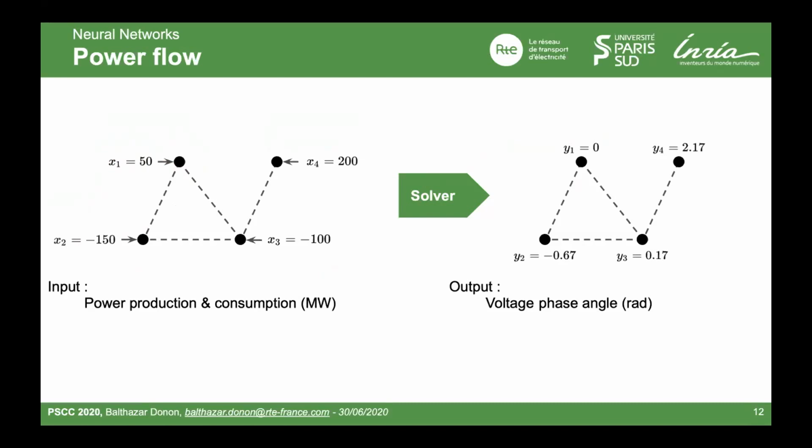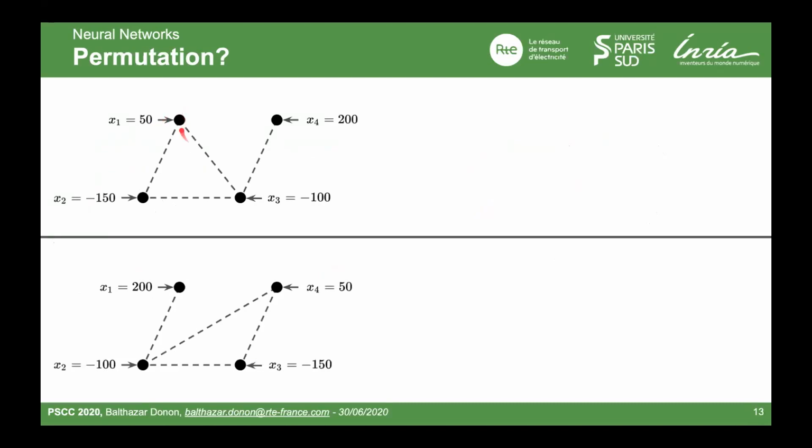But there is a big drawback to this naive approach, which appears when you perform a permutation over the input data. For instance, here at the top and the bottom, you have exactly the same power grid.